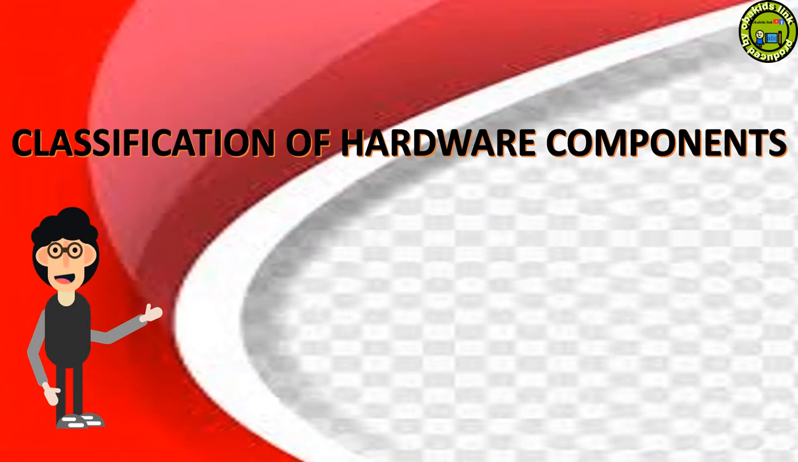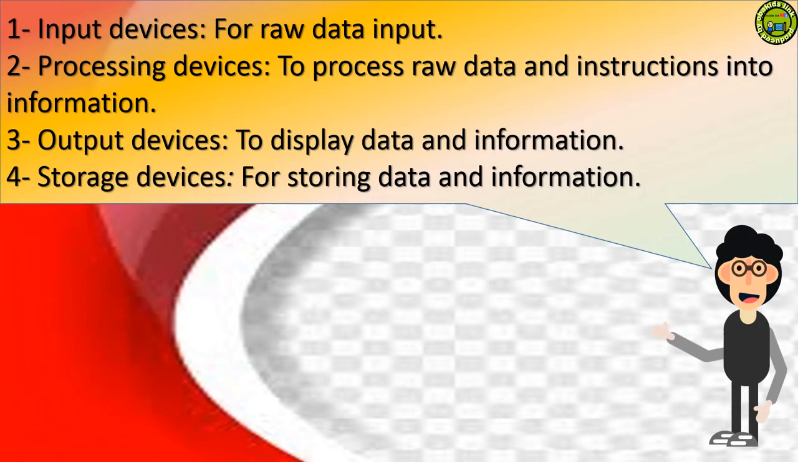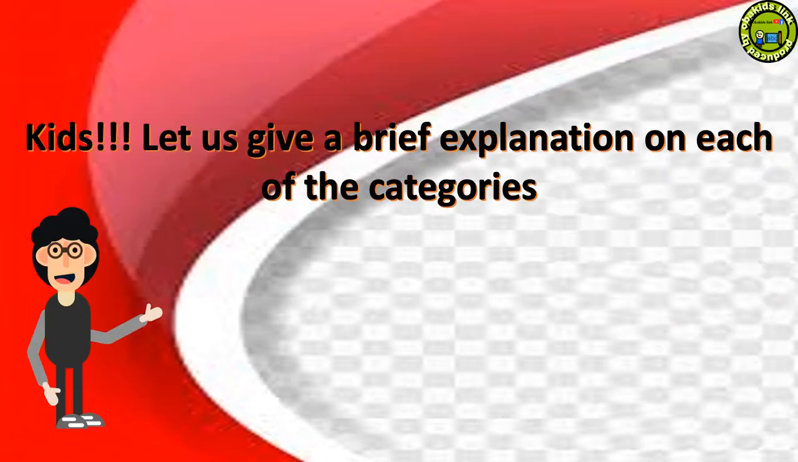Classification of hardware components. Hardware components or devices can be classified into 4 categories. They are: 1. Input devices for raw data input. 2. Processing devices to process raw data and instructions into information. 3. Output devices to display data and information. 4. Storage devices for storing data and information. Kids, let us give a brief explanation on each of the categories.